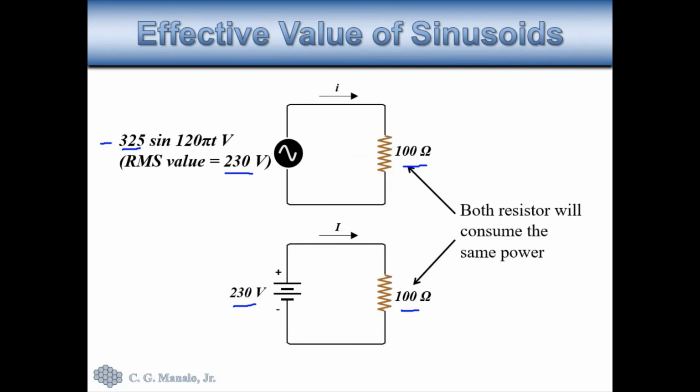Or in other words, the 100 ohms will actually consume the same power if we compute it. So the RMS value is like its DC equivalent, and it will give the same heating effect as a DC voltage that has a value the same as the RMS value of the sinusoid.